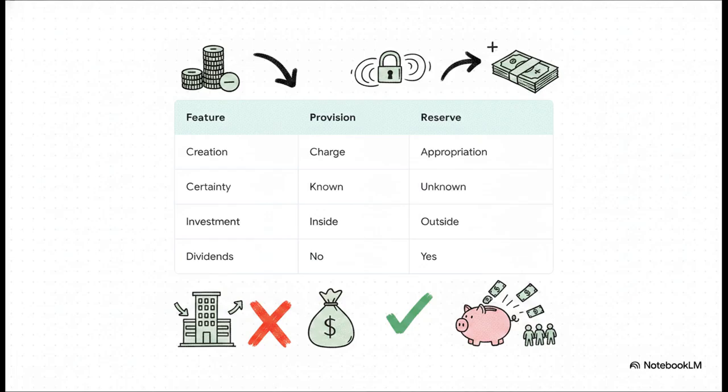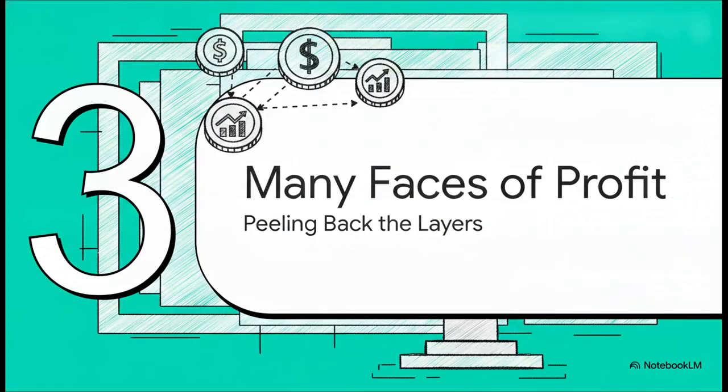If you know an asset's value is dropping, you have to provide for it. A reserve, however, is a luxury. It's an appropriation, which means it literally only exists if you actually made money. Plus, reserves can eventually be distributed as dividends to shareholders, while provisions stay firmly locked inside the business to cover those known liabilities.